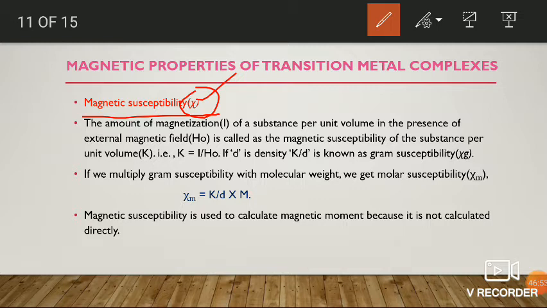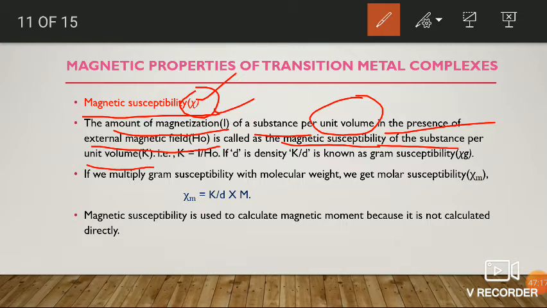Here, the amount of magnetization is generally given by the I value. The amount of magnetization of a particular substance per unit volume in the presence of external magnetic field, that is H0, is generally called volume magnetic susceptibility. In the case of paramagnetic substances, unlike diamagnetic substances where there is no flow of magnetic lines through the substance, it is observed only in the case of paramagnetic substances.